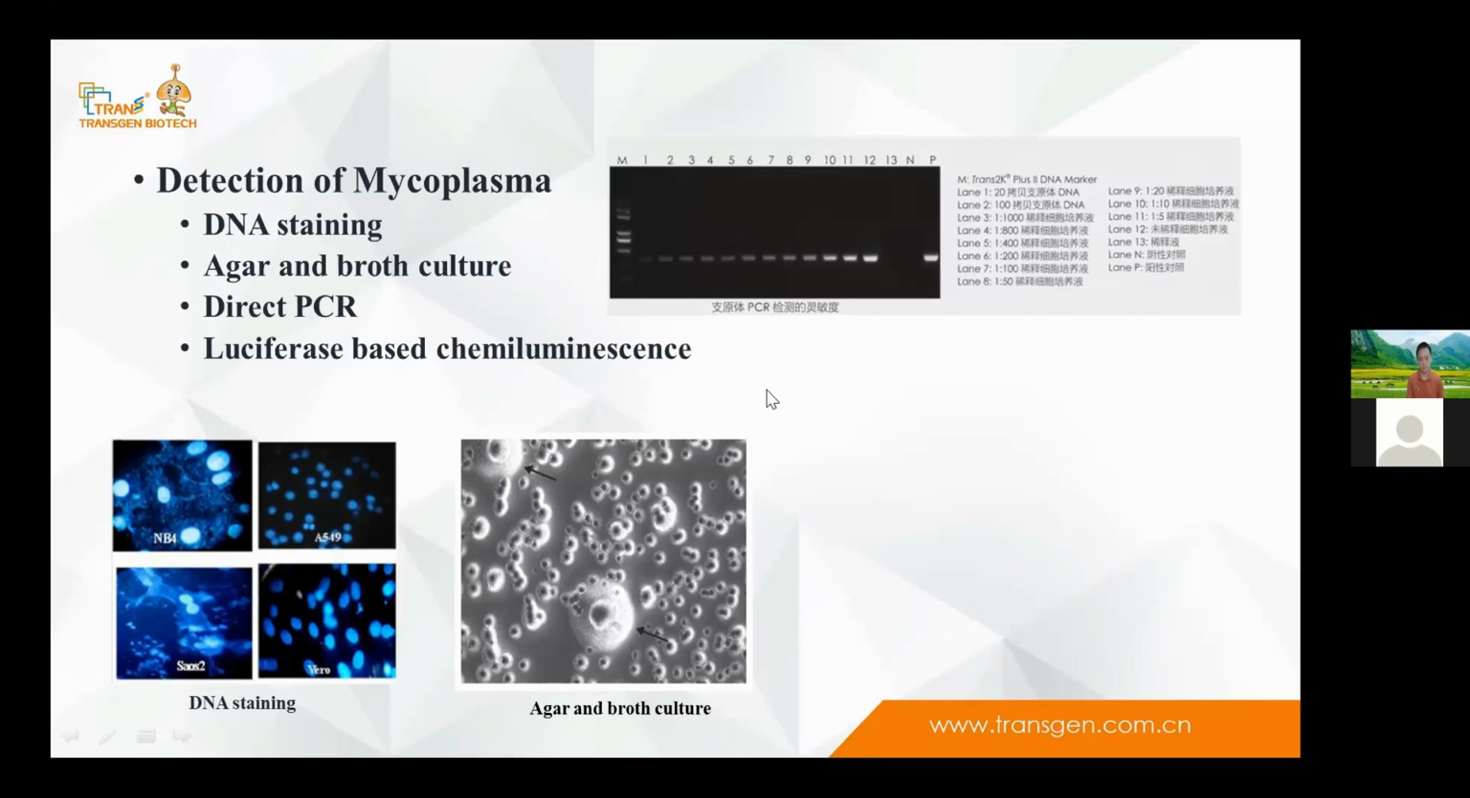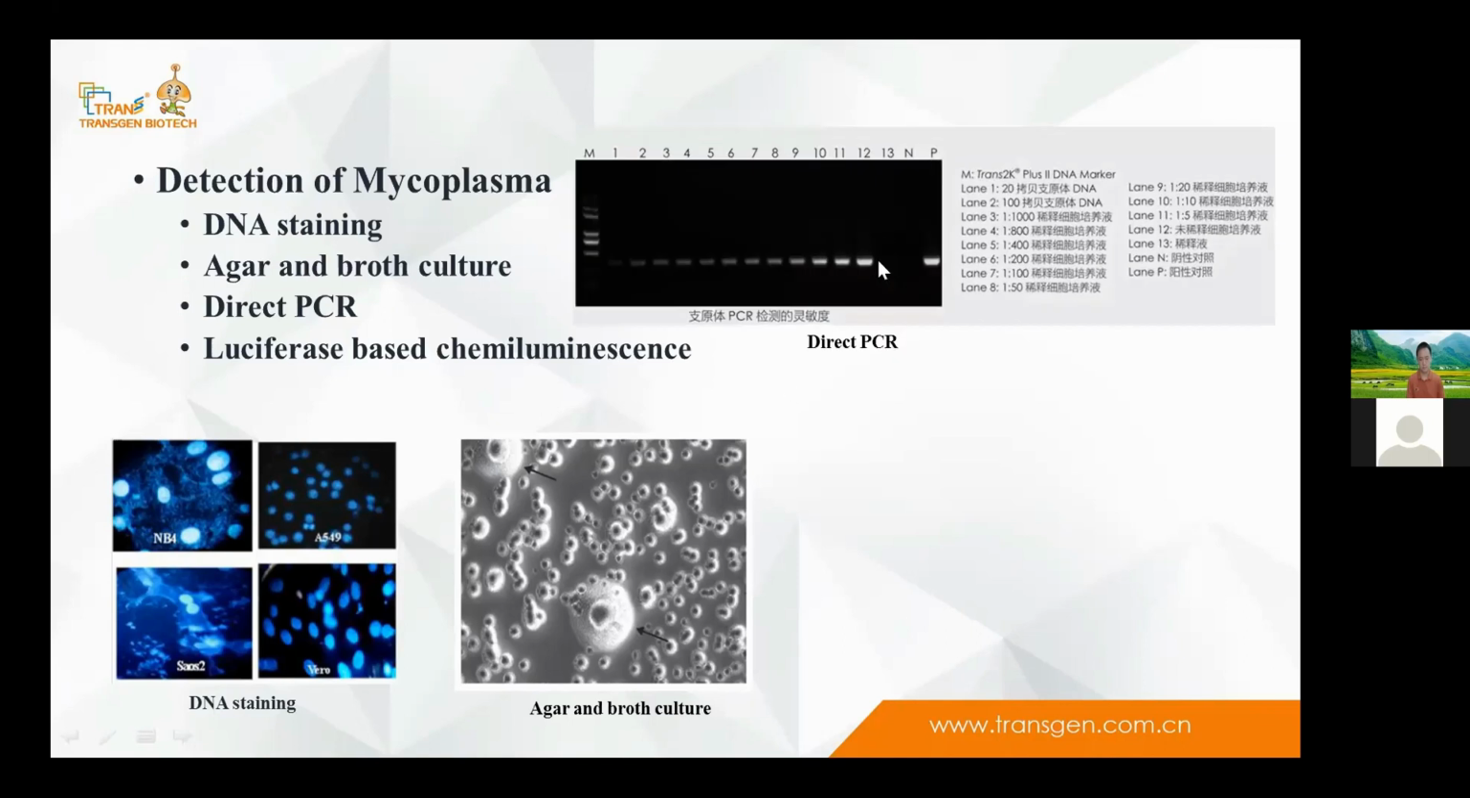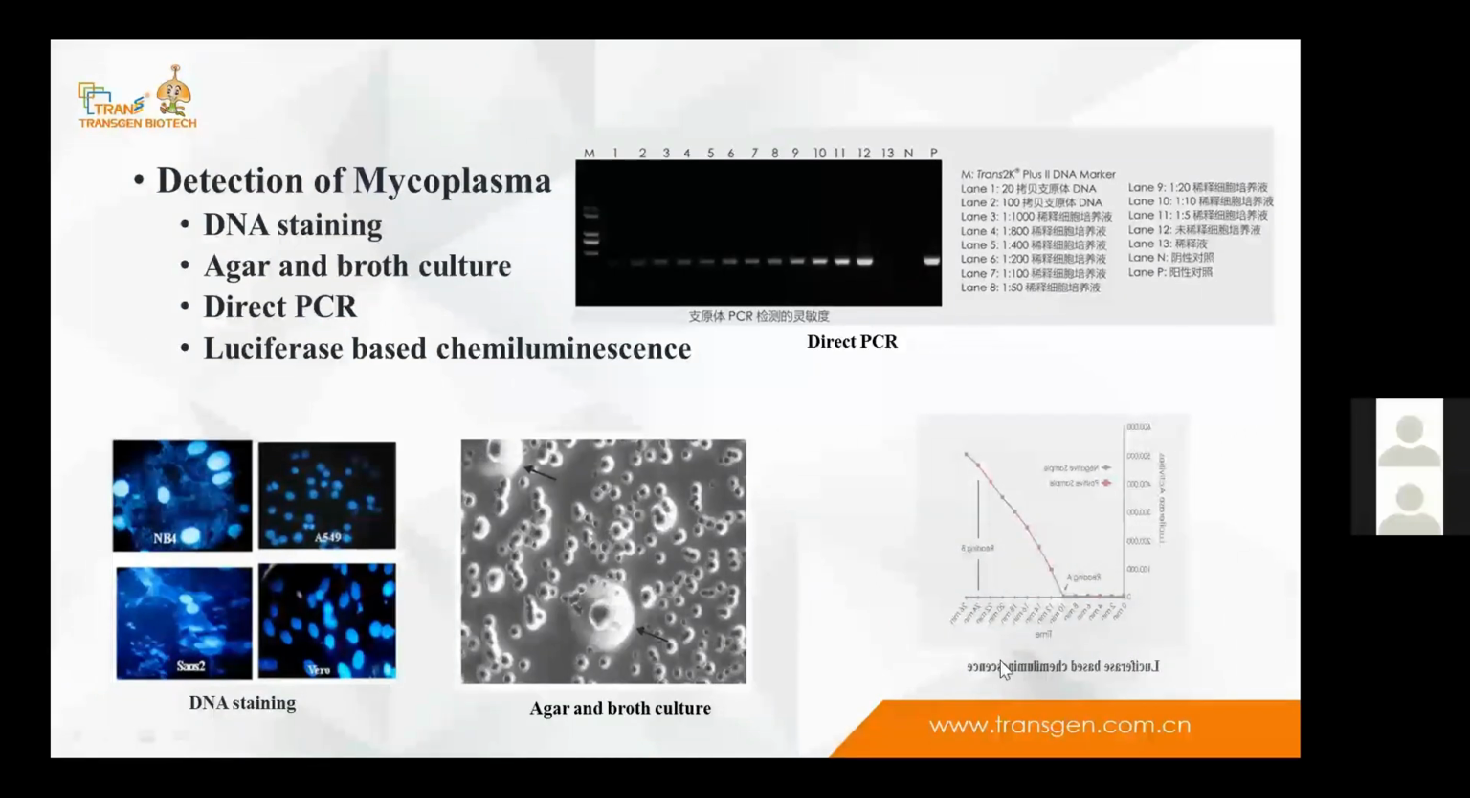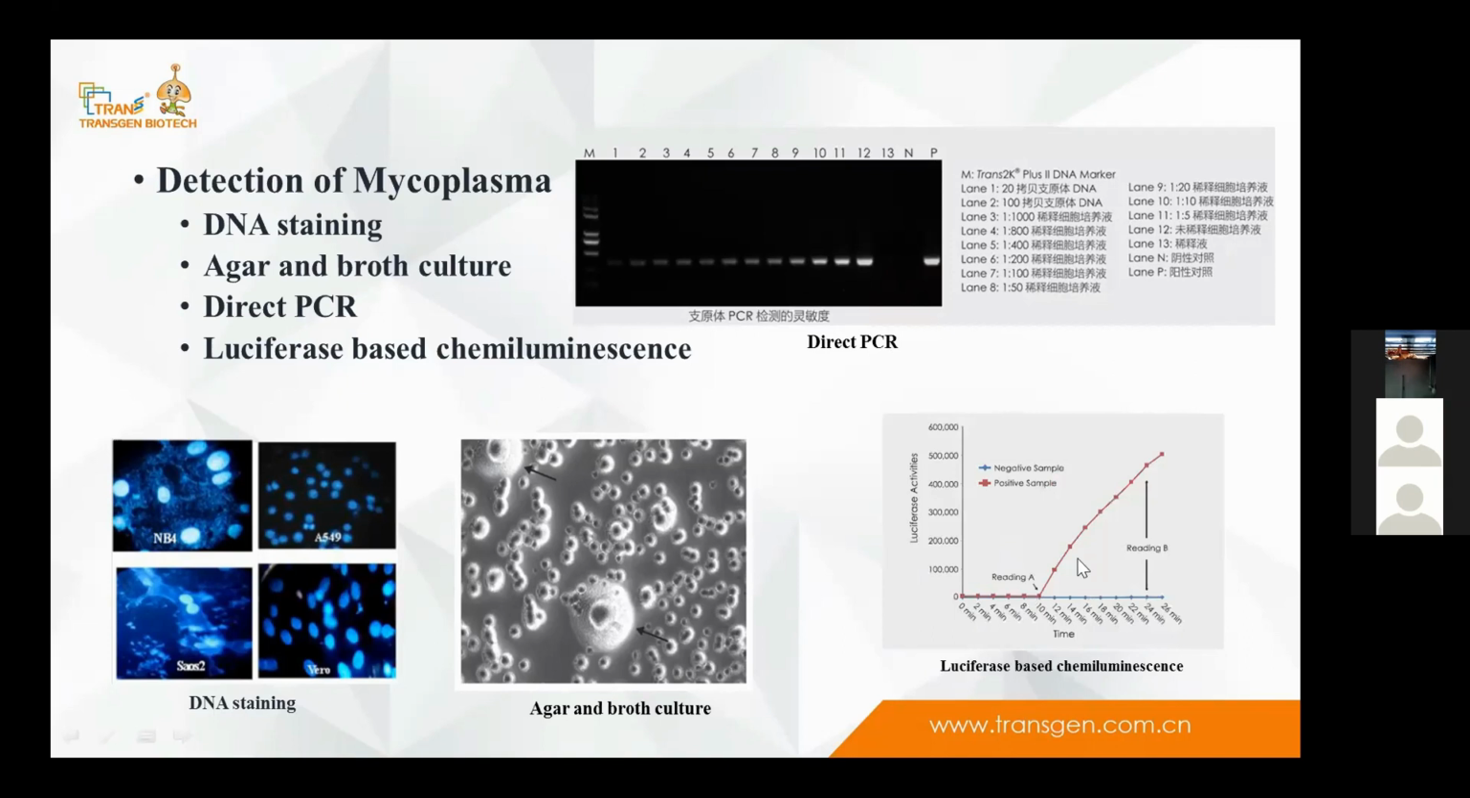And with direct PCR, we can see a specific band for the gene from the mycoplasma. So it shows very high efficiency and sensitivity in detection. We provide direct PCR systems, and they are also very widely used in experiments. And this one shows the luciferase assay. The luciferase assay also shows very high efficiency and detects only live mycoplasma contamination.